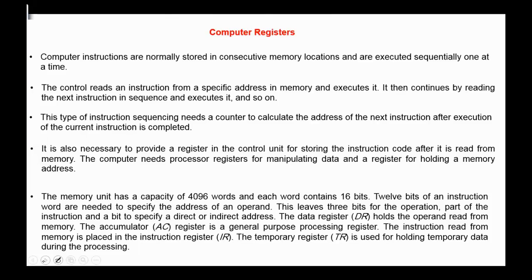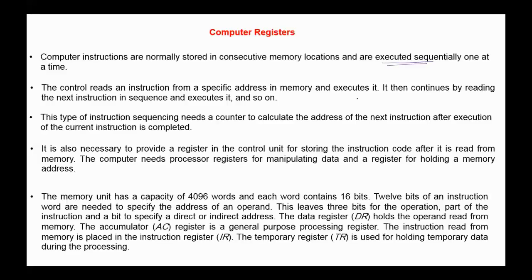Next, computer registers. Computer instructions are normally stored in consecutive memory locations and are executed sequentially, one at a time. The control reads an instruction from a specific address in memory and executes it. It then continues by reading the next instruction in sequence and executes it, and so on. The instruction cycle consists of three phases: read, decode, execute, and we will come to that in more detail later.